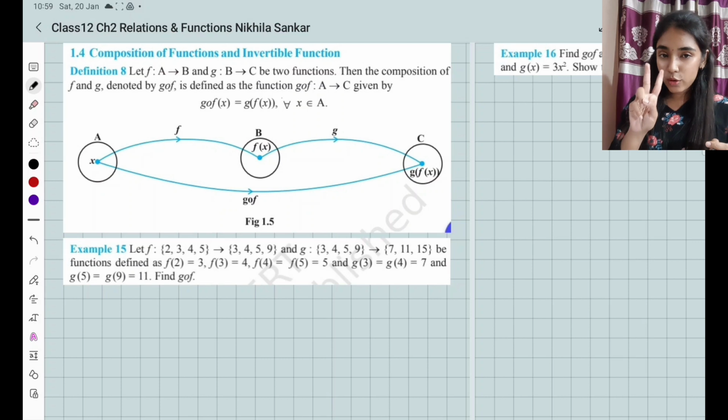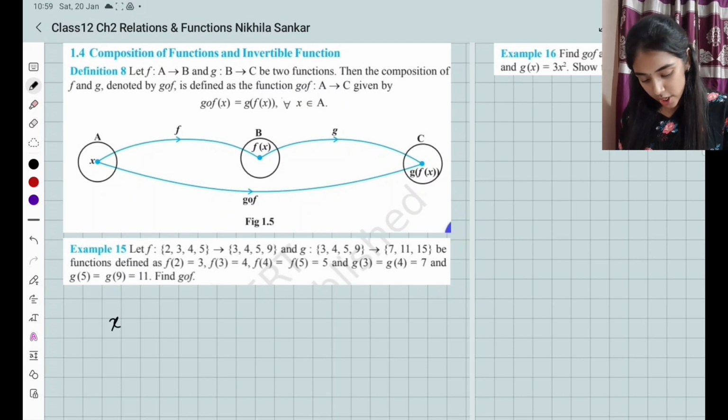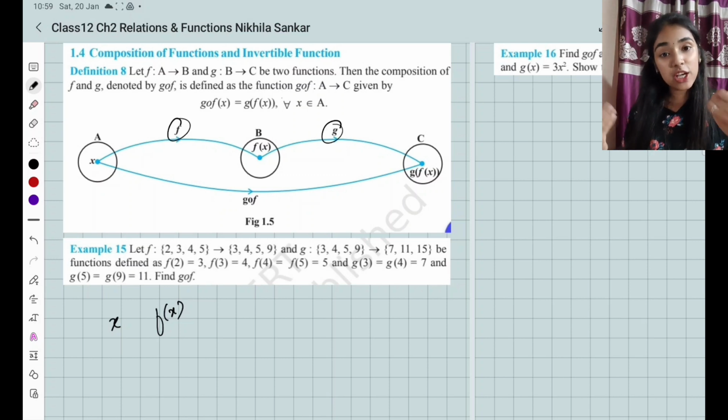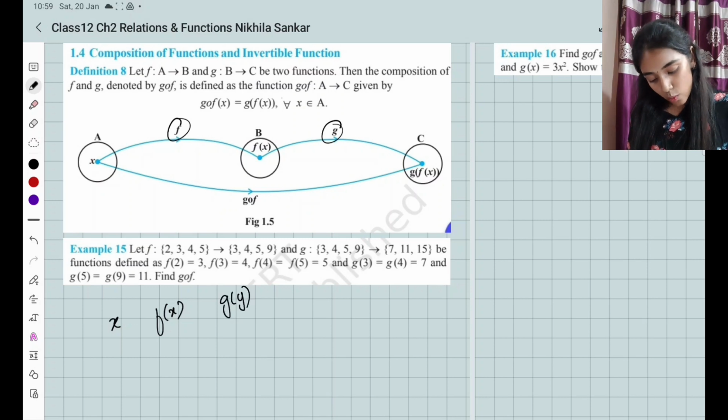You have seen two different functions so far. You saw x and f of x. Now there is another function g. So a to b is going to be f of x, and b to c is going to be g of y. Now what does g of y mean? You have y is equal to f of x.